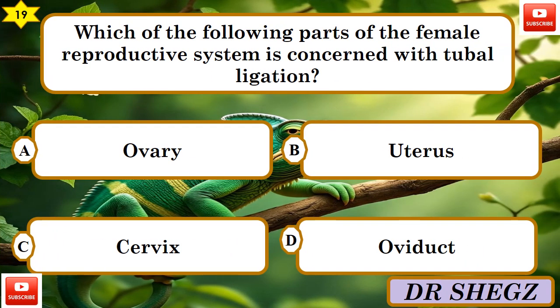Which of the following parts of the female reproductive system is concerned with tubal ligation?